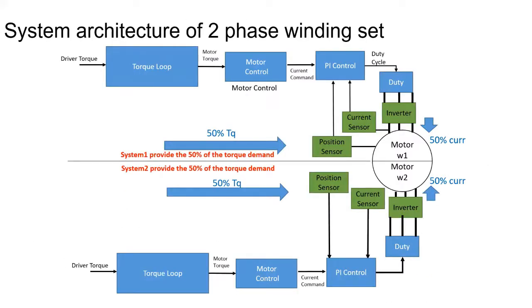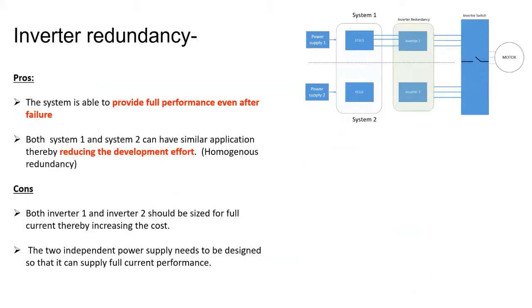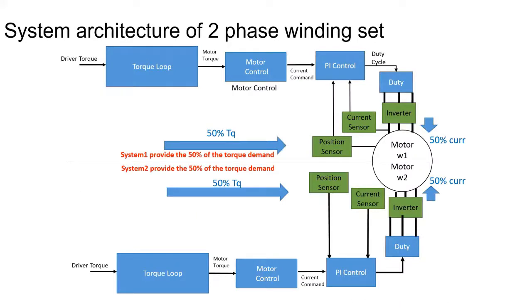Now, let me bring up what happens in an architecture. I talked about an architecture where we have full redundancy, but that drives up the cost, and some OEMs don't want that kind of cost increase. So another system architecture is what I was just talking about, where a motor has two winding sets. I'm drawing a different concept block diagram for normal operation. There's a torque loop, motor control, and we have PI control to control current and duty cycle. We have two sets of inverter, two sets of current sensor, and position. Each set by itself will only provide 50% of the torque demand. So as a whole, this motor will provide the total 100% torque needed, but each side is only going to provide 50% in normal working operation.